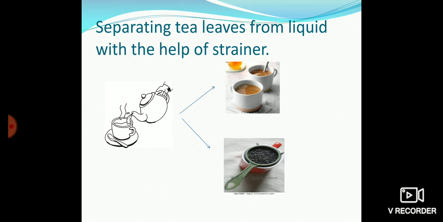Why is your mother doing this? Because they are separating the tea liquid from the tea leaves. They are separating a useful component, because we drink tea, from a non-useful component, that means tea leaves. So this was the first example of separation where we have separated a useful component from a non-useful component. We will now look at some more examples.